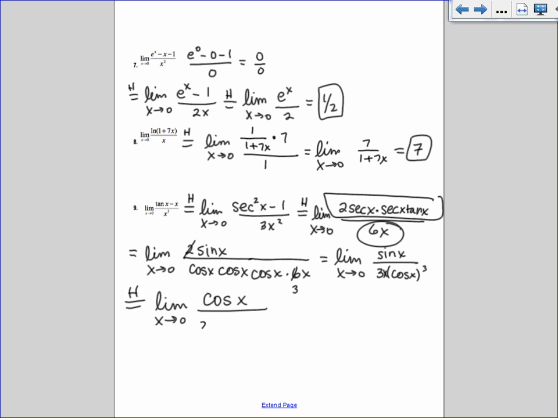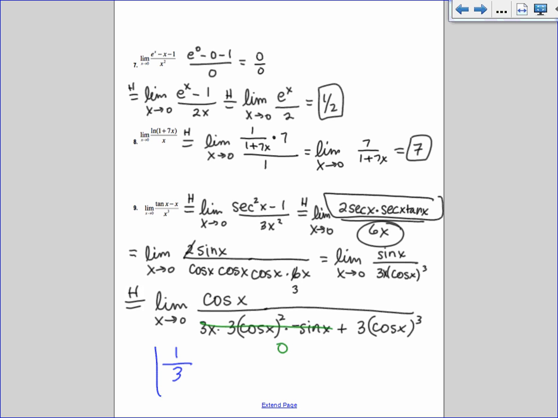And then I have product rule. So I have first times derivative of the second, plus derivative of the first times the second normal. Lovely. Yeah, the good thing about this is this whole part right here goes away. This is all 0 when you plug in 0. The top, right, cosine of 0 is 1 over the bottom is 3. 1/3 is your answer.